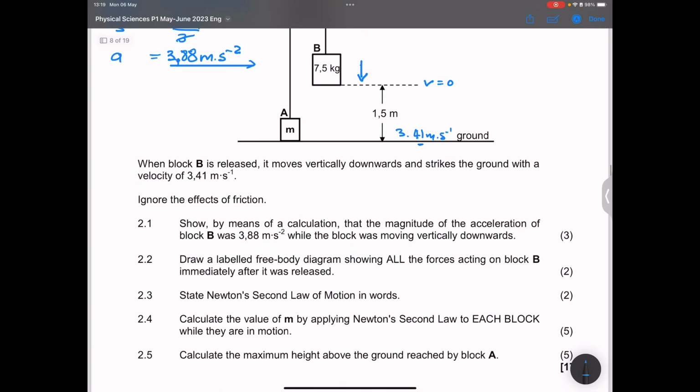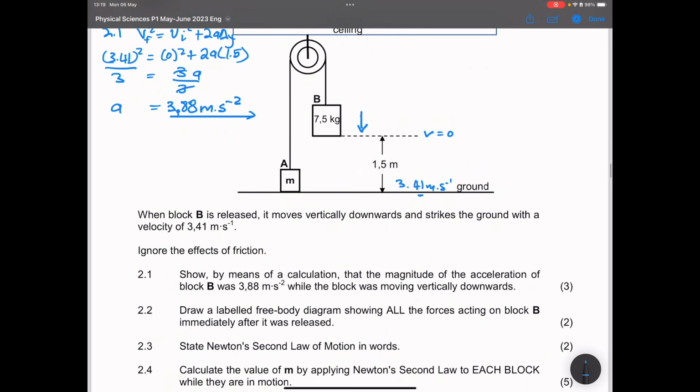And off to the second question. They say to us, draw a labeled free body diagram showing all forces acting on block B immediately after it was released. Now remember, as block B goes down, what are the forces? I said to you, please note, the mark allocation tells you how many forces you should expect there. So for 2.2, let's try and do that nicely. This would be the tension on the string, and please label in full, tension of the string.